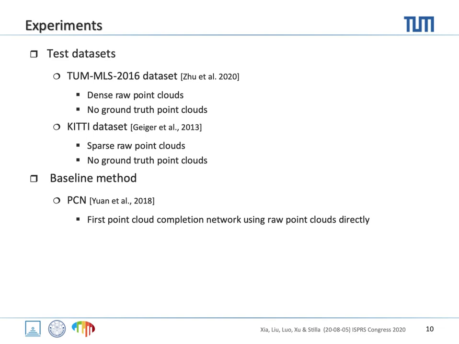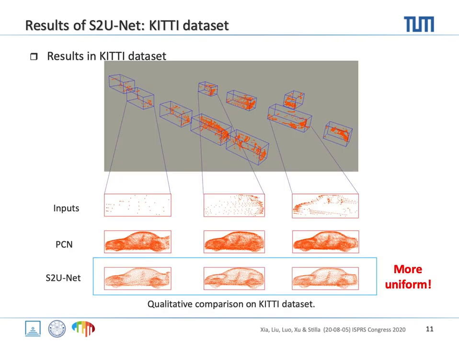Next, we conduct the experiments on the two real-scan datasets. The first one is the TUM-PF 2016 dataset, which provides dense and aggregated point clouds, but there are no ground truths. Another one is KITTI, which provides sparse single-frame data. The baseline we choose is VPC-Net, which is the first point cloud completion network using raw point clouds directly.